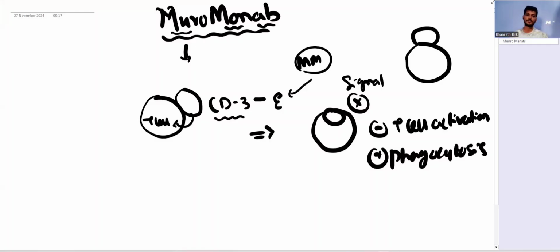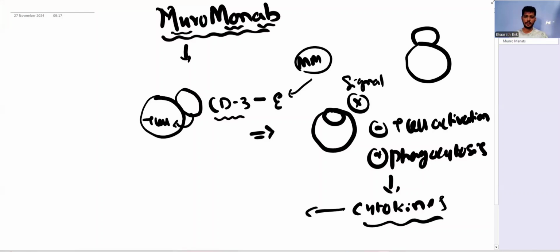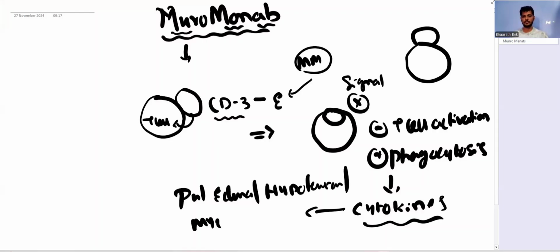Second, it causes the destruction of the T cell by coating the T cell as an opsonin, and it causes other phagocytes to phagocytose this T cell. So when there is phagocytosis, T cell lysis happens and that releases cytokines. Now the cytokine release with this is so high that it can lead to pulmonary edema, hypotension, and myocardial depression.